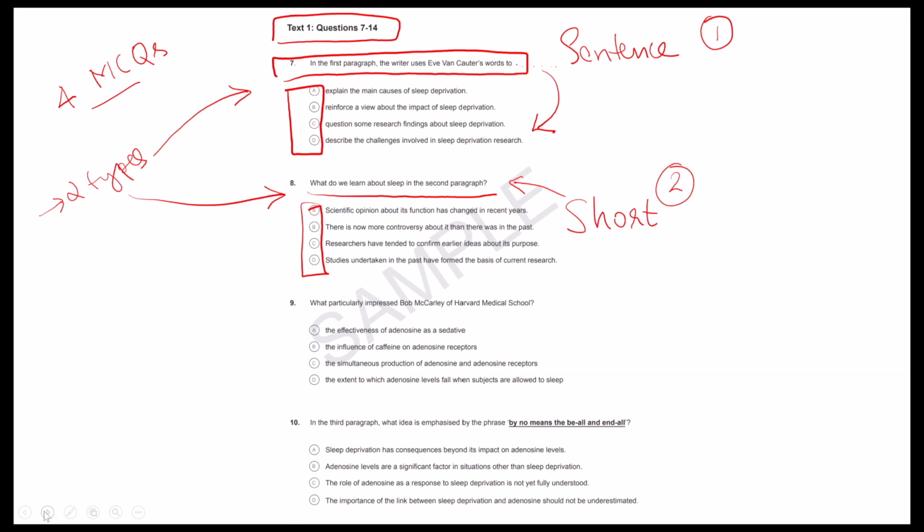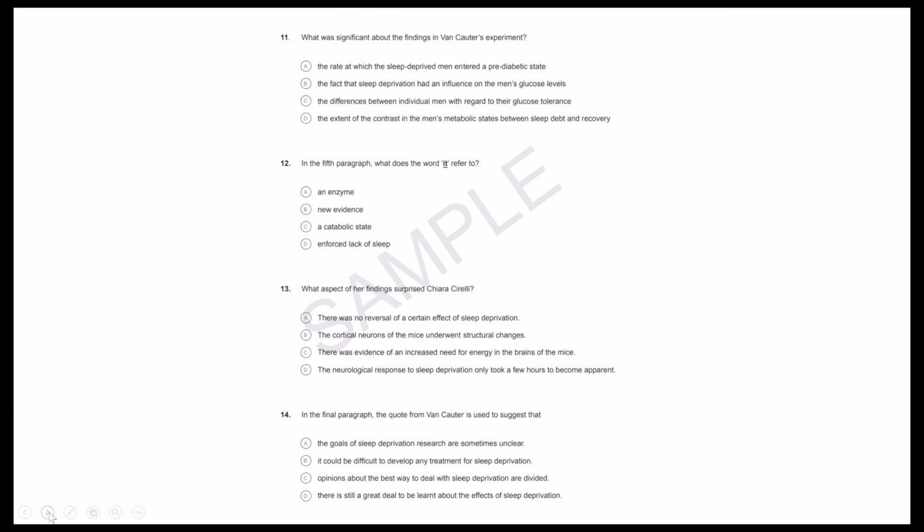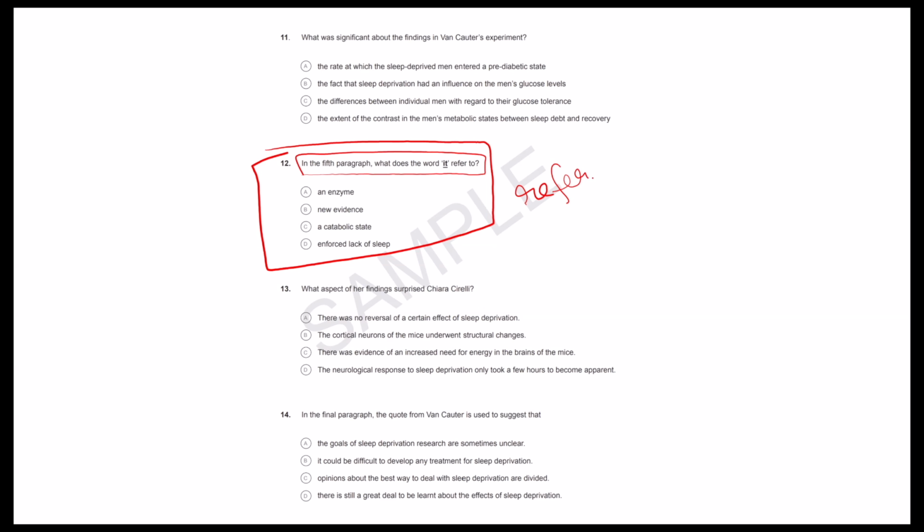Out of the 8 questions, you can see 4 questions here, and on the second page there are another 4 questions, a total of 8 questions, out of which 1 will always be a reference question. Like you can see in the 5th paragraph, what does the word it refer to? So here there is a reference question. Mostly a pronoun is underlined and put in bold, and the question asks what that particular pronoun conveys. It could be they, it could be it.